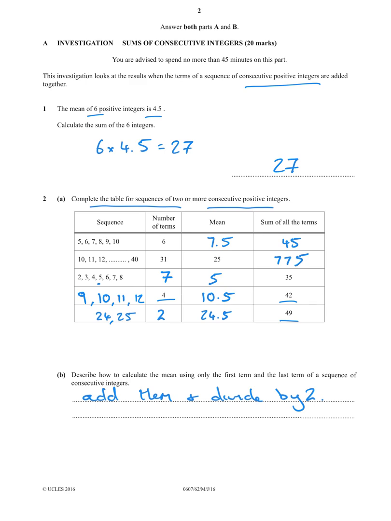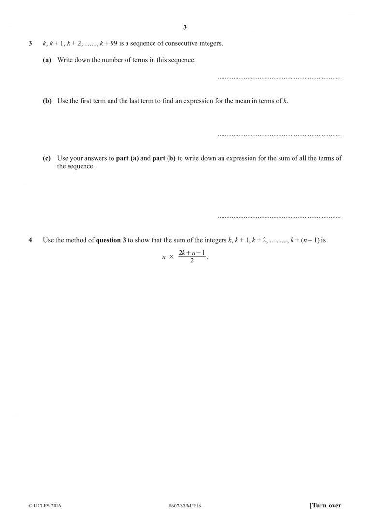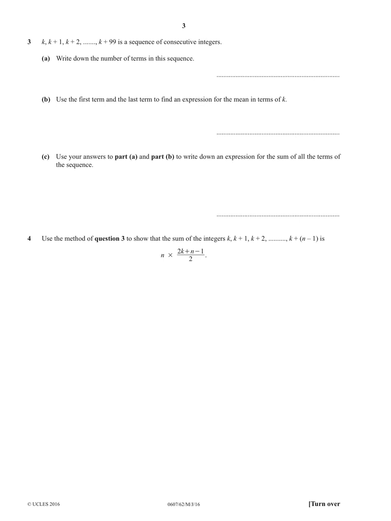Okay, let's move on. Part 3. So more algebraic now. We've got k plus 1, k plus 2. So it's consecutive integers again in a sequence. Write down the number of terms in this sequence.